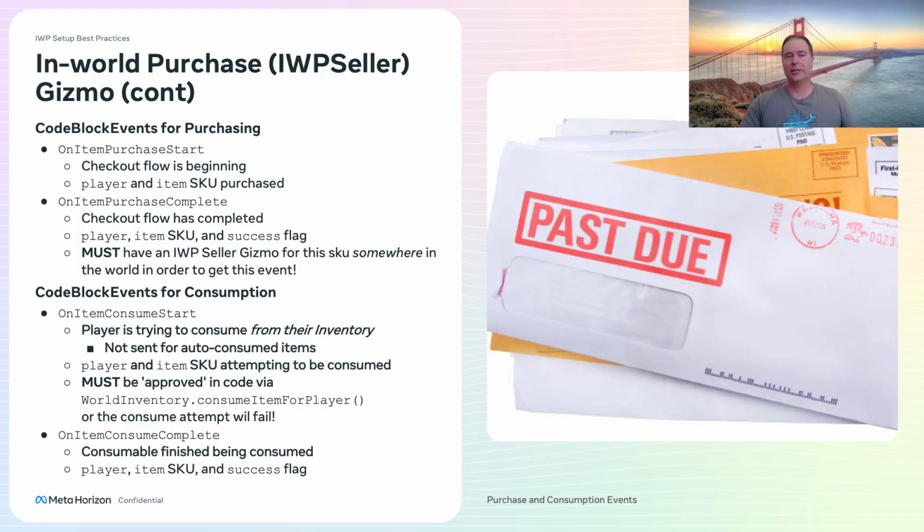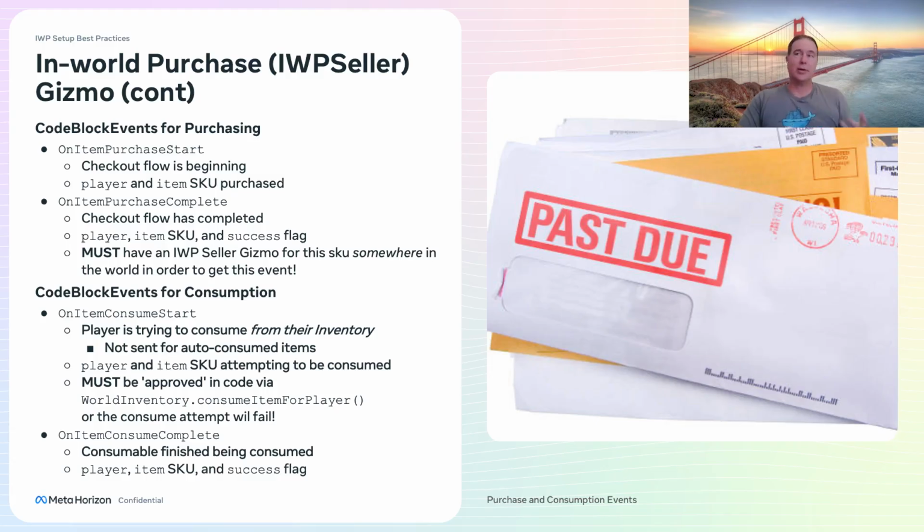So as I mentioned earlier, you must have an IWP seller gizmo for this SKU somewhere in the world in order to get the on item purchase complete event. If you don't, it just won't be delivered. So if you're using the IWP seller gizmo, obviously you have one configured. But if you use one of the other mechanisms like the shop gizmo or the shop asset or scripted sales, you need to make sure you also have an IWP seller gizmo somewhere configured for the SKU.